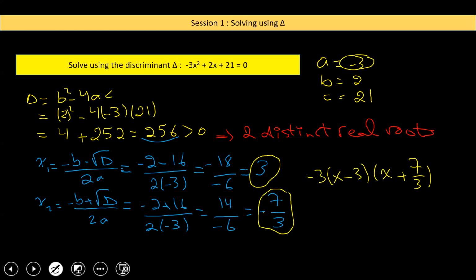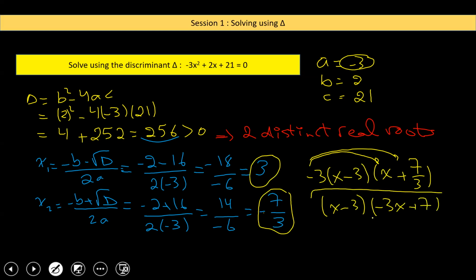Now it's better to multiply this minus 3 by the second factor in order to remove the fraction. We get x minus 3 into minus 3x plus 7. This is the final answer of the factorization. Pay attention. How to factorize if we have two roots, meaning if delta is positive, okay, if delta is positive, this means the factorized form becomes like this: a into x minus the first root, x minus the second root.